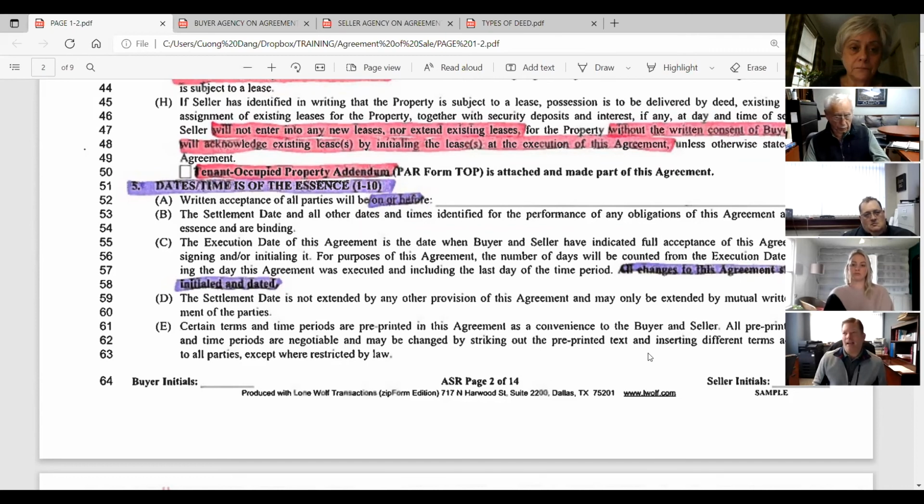We've been finding agents sending us a change in terms to close sooner because the lender is making them do that, even though the contract states to close on or before. Has anybody else been experiencing that? Yes. Yeah, it depends on the lender.